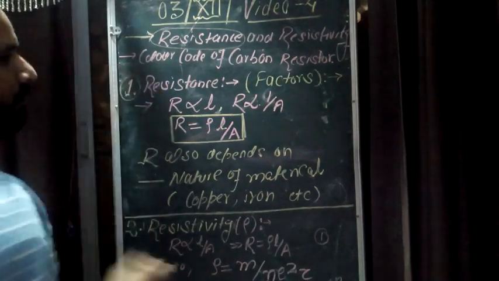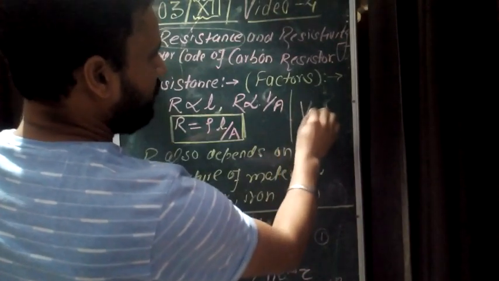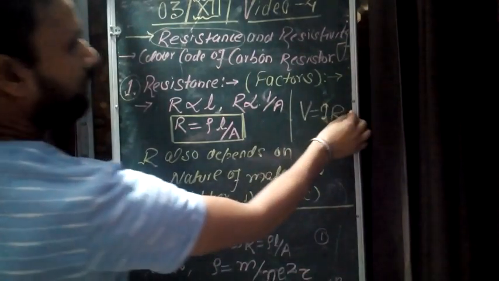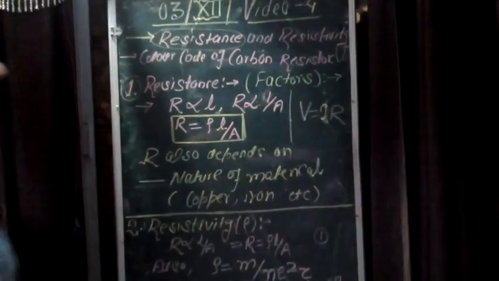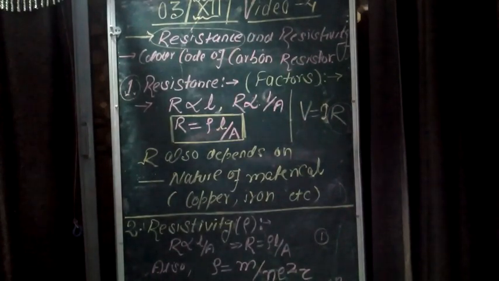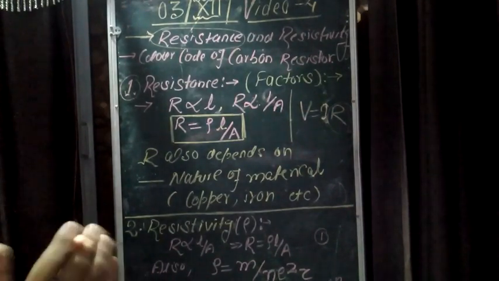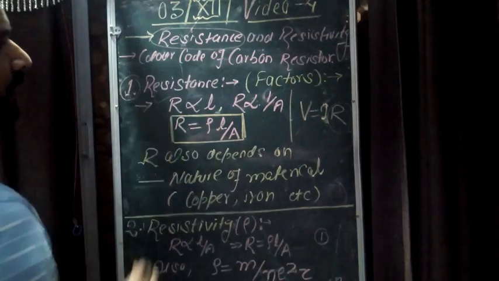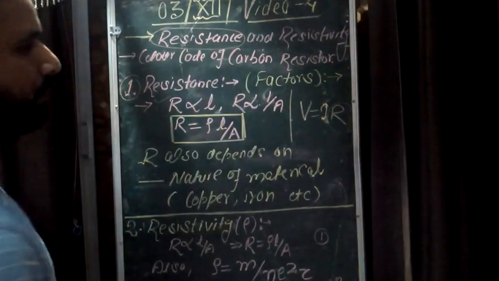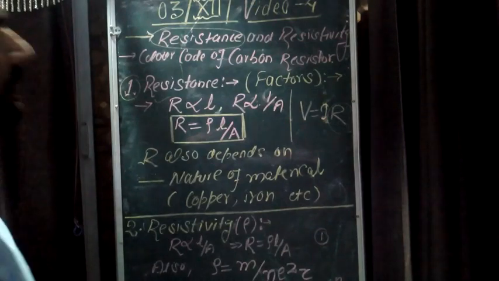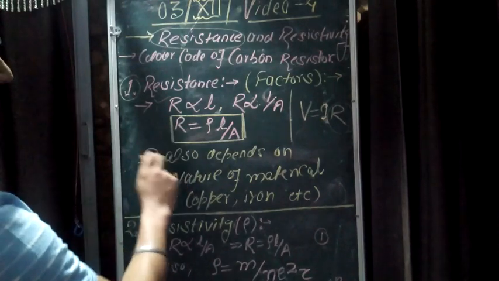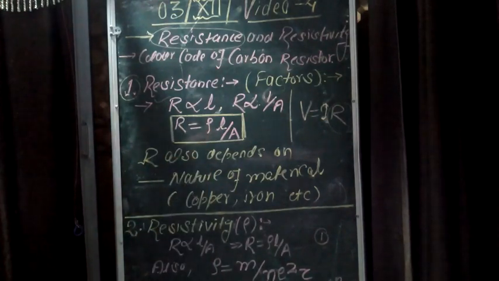There is a constant term in that relation. V is equal to IR. Now this R is nothing but resistance. Also we have discussed the cause of resistance in that topic, and we know that resistance is directly proportional to L. Resistance is inversely proportional to the area of cross section of the conductor. And then finally we get this formula, R is equal to rho L by A, where rho is resistivity.